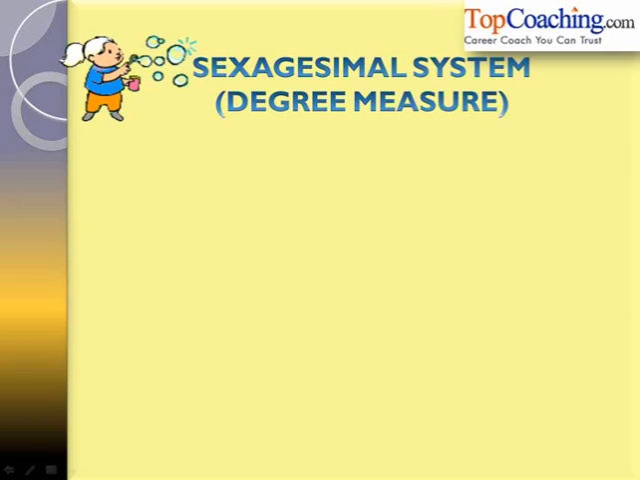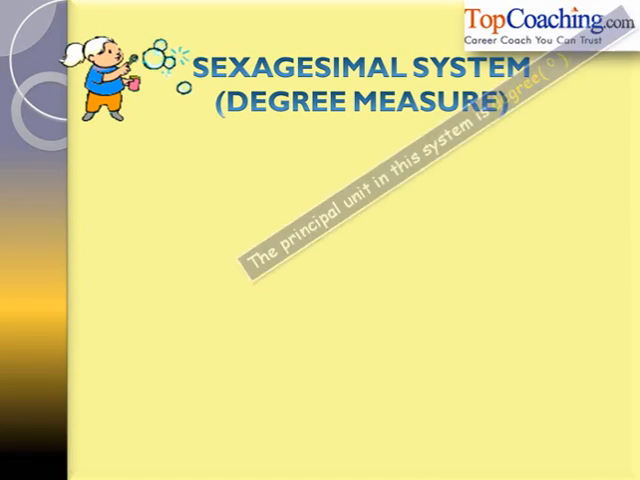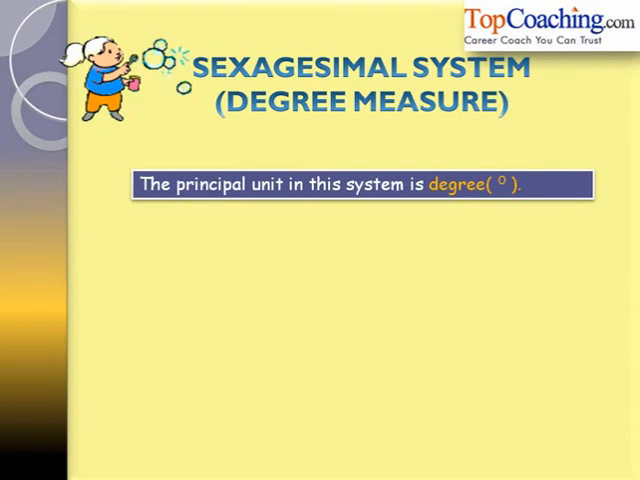The first system is the sexagesimal system, which is also known as the degree measure system. So what exactly is the sexagesimal system? Here, the principal unit in this system is the degree. So degree is the principal or the basic unit of measurement in this system.